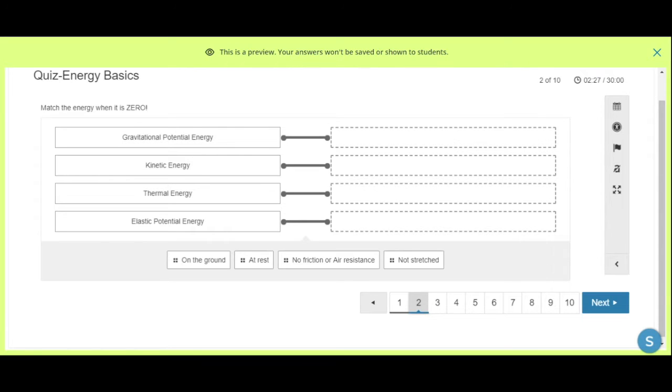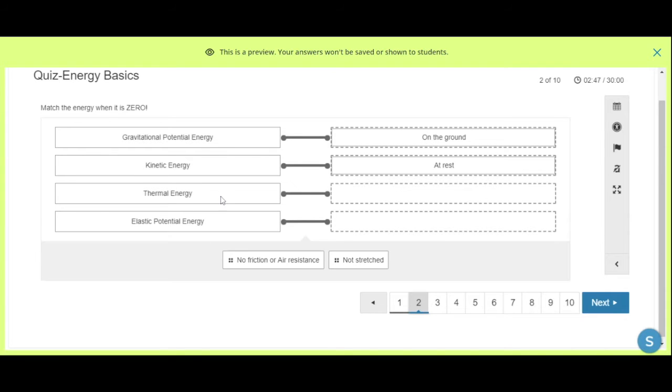All right, next one, match the energy when it is zero. Well, on the first page, we just said that gravitational potential energy deals with height. So when would that be zero? When we don't have any height, when we are on the ground. We consider the ground to be zero height. Kinetic energy, we said, was the energy of motion. So when is the energy of motion zero? When we are at rest. When we are not moving, there is no motion.